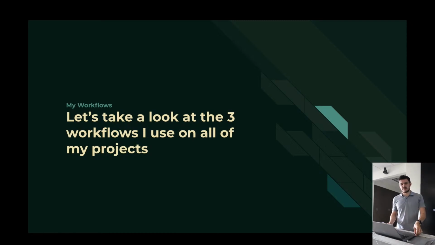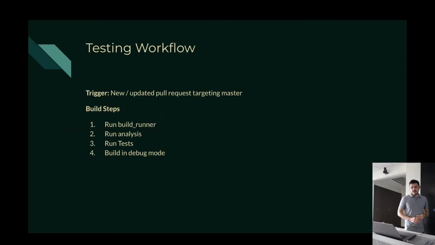So let's take a look at the three workflows that I use on all of my projects. The first one that you just saw was the testing workflow. I have all of these set up fairly similar, but the testing workflow for us is that feature branch workflow. This is a new or updated pull request, which happens when it's targeting master. And all we're going to do there is run our Build Runner, generate our code, run the analysis to enforce our linter, run the tests, and then build a version of the app in debug mode.